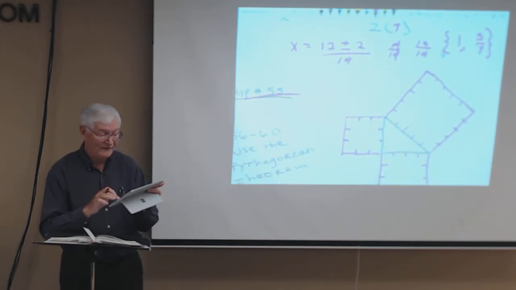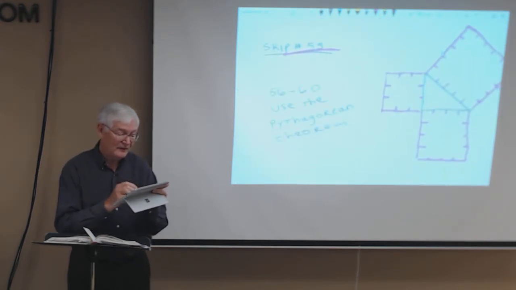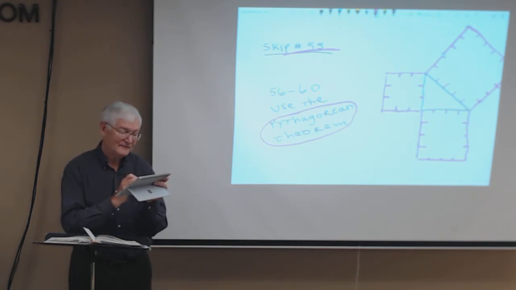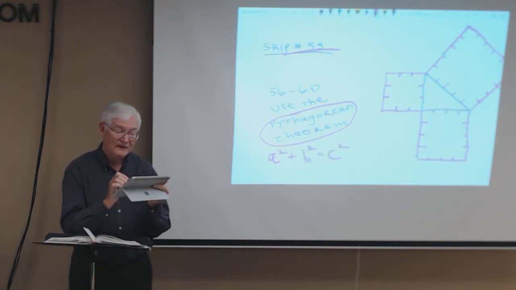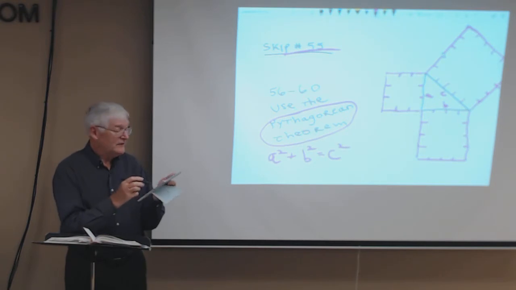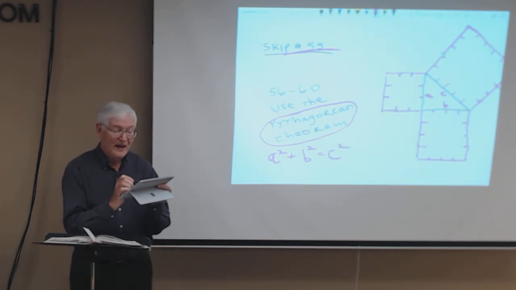Don't work 55. For 56 through 60, it says use the Pythagorean theorem. Do all of you know the Pythagorean theorem? A squared plus B squared equals C squared. And this is A, and this is B, and this is C. Have any of you seen this picture before I have up here? Okay, A is 3.